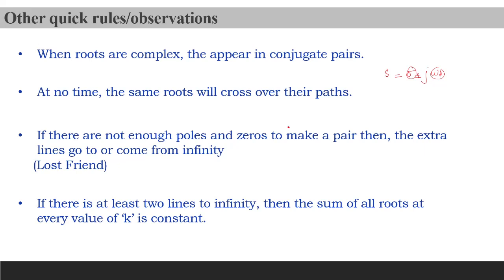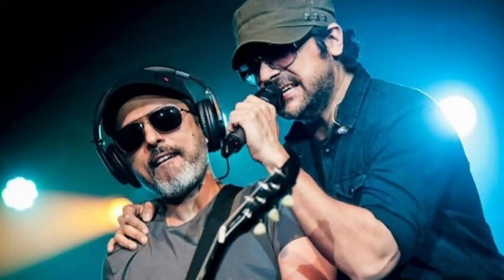Then we come to the third point: if there are not enough poles and zeros to make a pair, then the extra line goes to infinity. That is the lost friend, right? We have already discussed that. If we have a missing zero pair for a pole, or a missing pole pair for a zero, we assume that the particular pair is at infinity, the lost friend, or you can say the song of strings if you like.